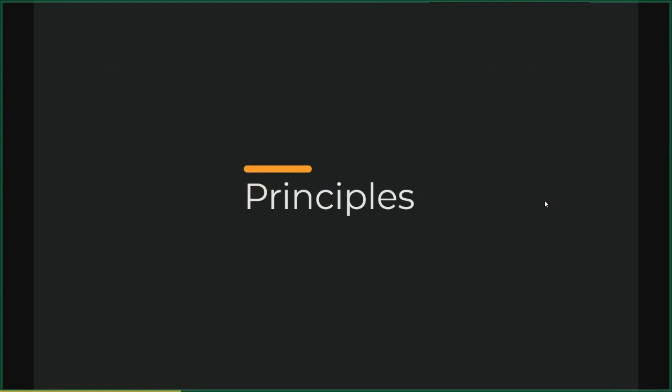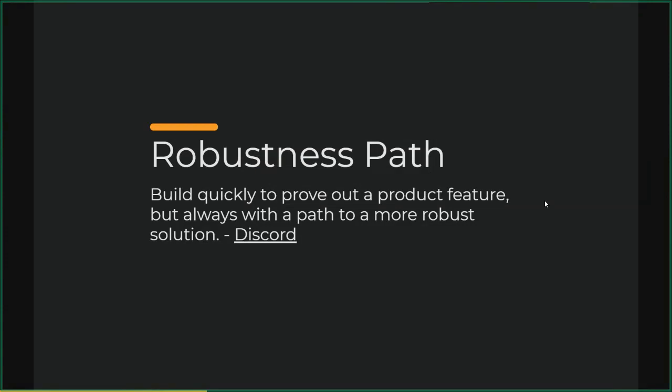After trying so many things, I had to base my architecture on some principles. The reason I chose the tech stack that I'm going to demo now is based on these two principles. The first principle is the Robustness Path. I stole this principle from Discord, and basically it reads: build quickly to prove out a product feature, but always with a path to a more robust solution. This means not only that I should have a way to scale to 1 million players if required, but I also took this principle on the development side, and I should have a way to scale.